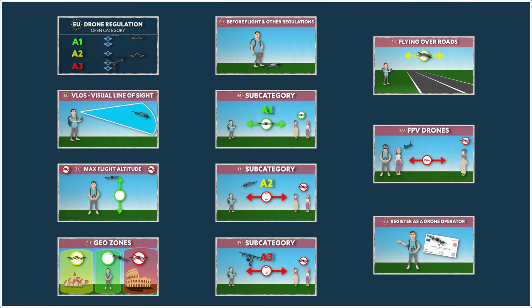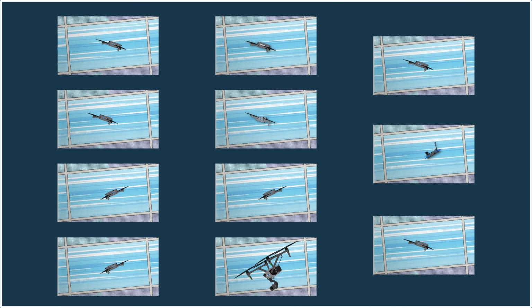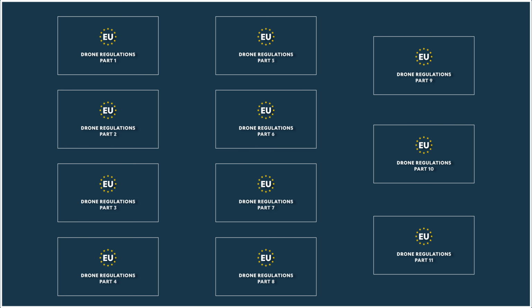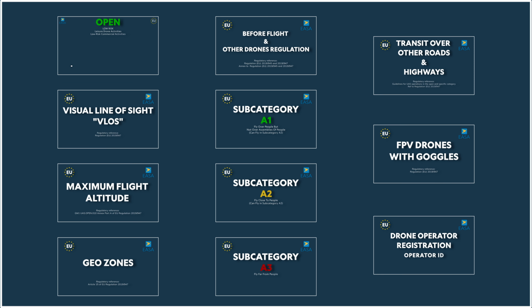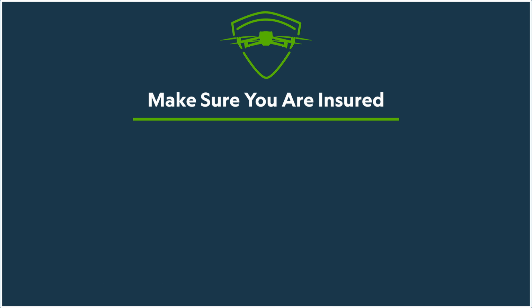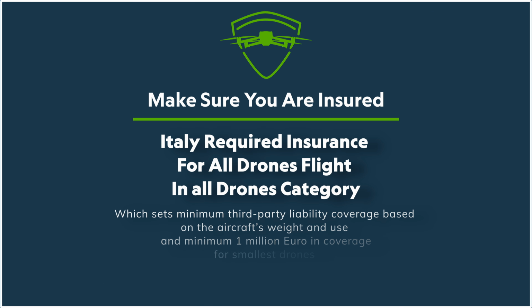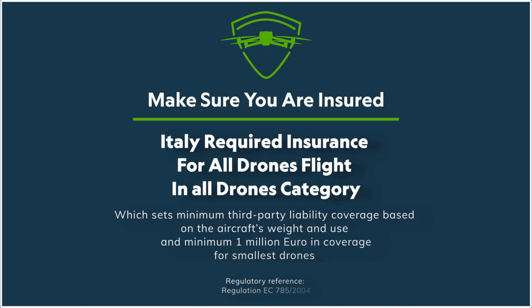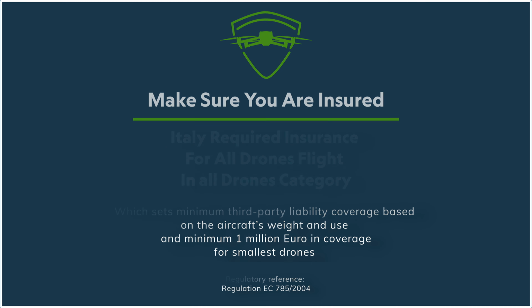I made a series of videos about the EU drone regulations, about all the subcategories, how to legally fly in the EU, and how to register as a drone operator to legally fly in the EU. And after you're aware of the drone law in the EU and all the regulations, in Italy you're required to have insurance for all drones. For each flight, your drone is required to have insurance. You need to be insured to legally fly in Italy.